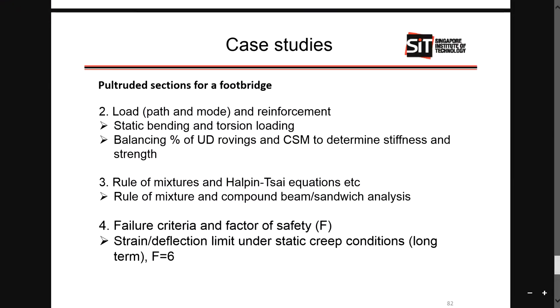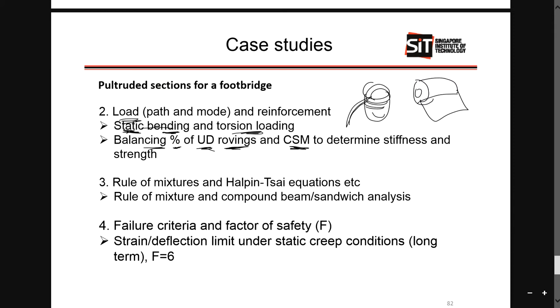And then the loading path, static and bending and torsion loading, I didn't think I need to explain. As for static, it is because the bridge is static, it doesn't move, so there is static bending. And balancing the percentage of the unidirectional roving. Unidirectional roving is just this type of thing, a string thread. CSM is chopped strand mat, which is like a toilet paper type of thing I keep on saying all along. So there are two types of how your fibers will come out.